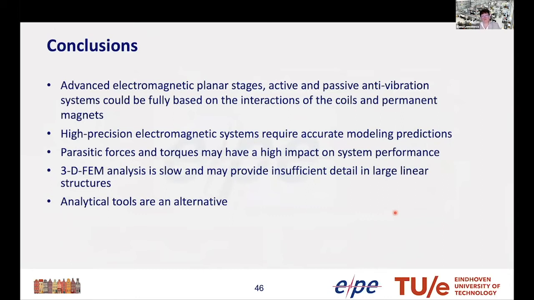Parasitic forces and torques may have a high impact on system performance, but if we can find the tools or instruments to decode this complexity and bring it to a very simple solution, it would be a very nice approach. And 3D FEM analysis is very slow and may provide insufficient detail in large linear structures. And then analytical tools are an alternative in this paradigm of the new electromagnetic or electromechanical solutions.